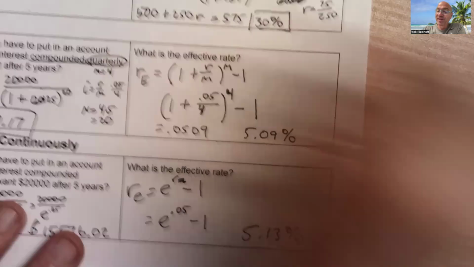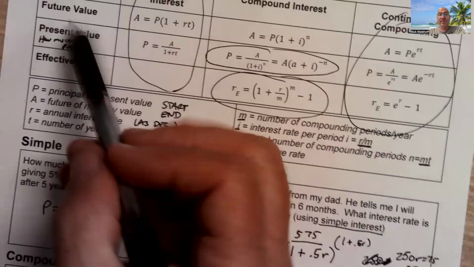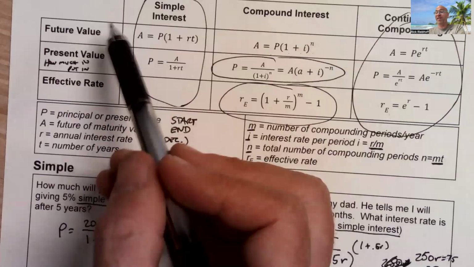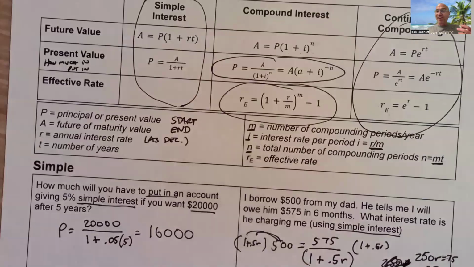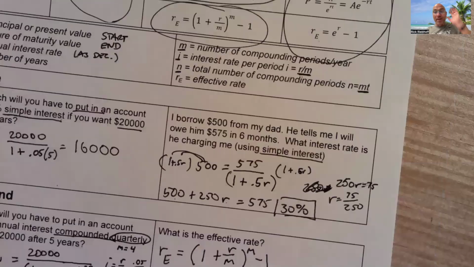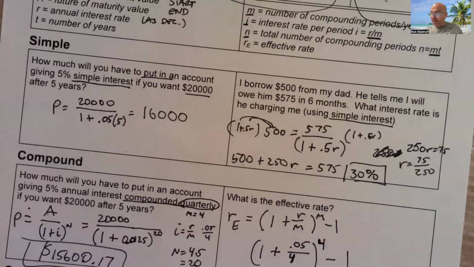So, some fun there, some present value, some future value, effective rates, all stuff that you'll see if you go into a bank, what bank tellers are doing as they're doing their thing.